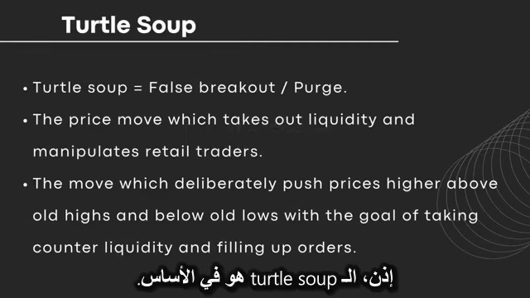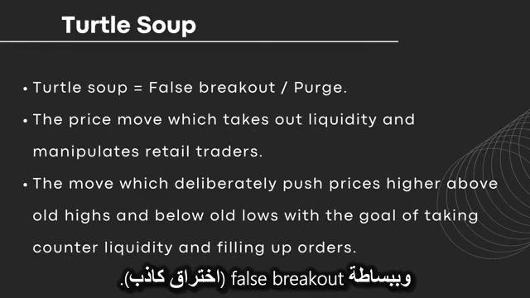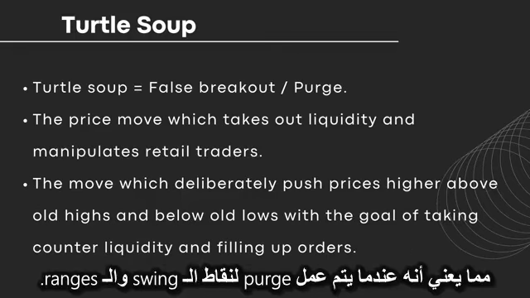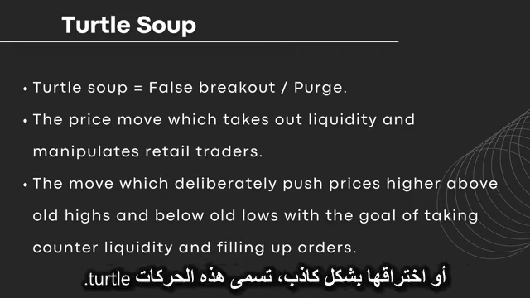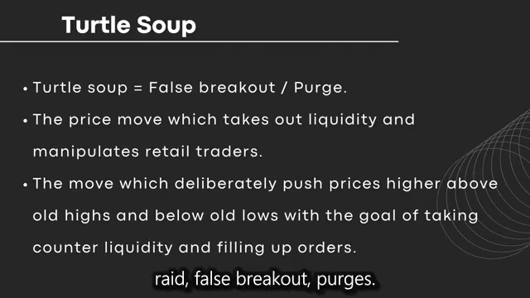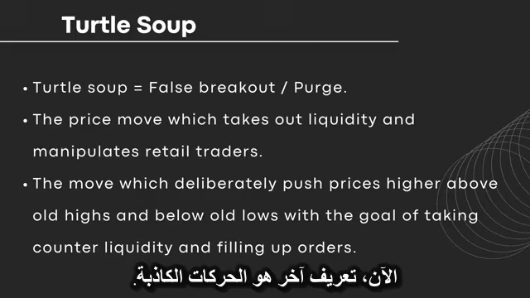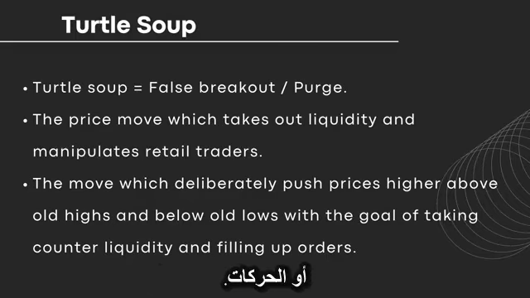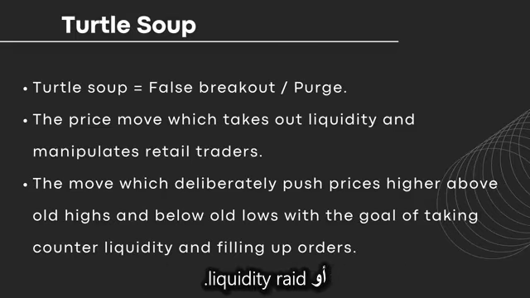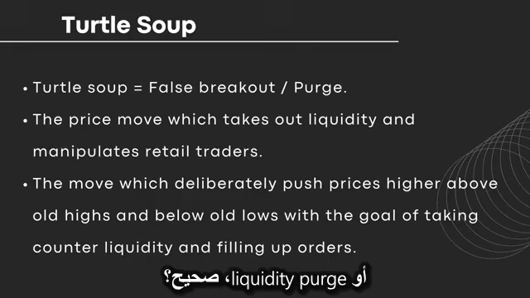So turtle soups are basically and simply false breakouts or purges of ranges or significant swing points, right? Which means that when swing points and ranges are purged or falsely broken through, those moves are called turtle soup. Now you could call it whatever you want. You could call it turtle soup, liquidity raid, false breakout, purge, and so on, right? Another definition would be false moves which take out liquidity and manipulate retail traders, called a turtle soup or liquidity raid or a liquidity purge, right?